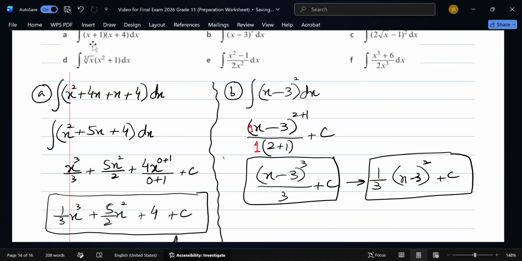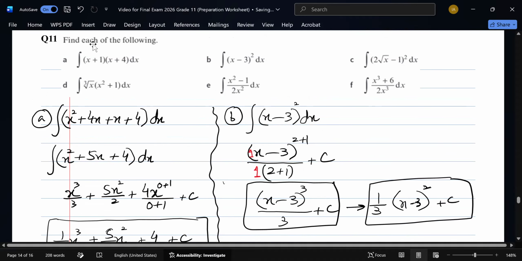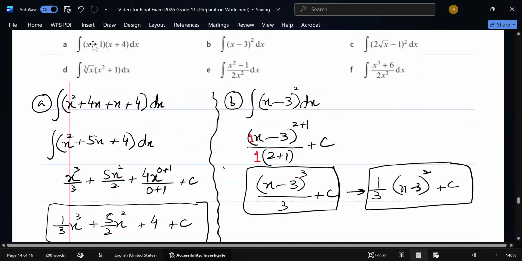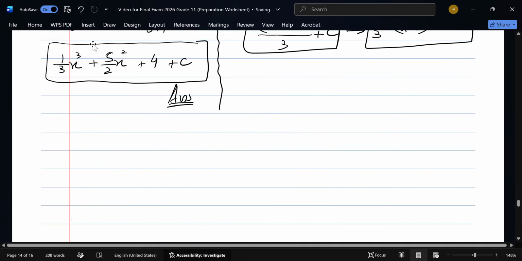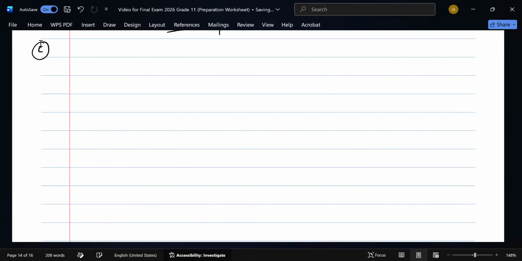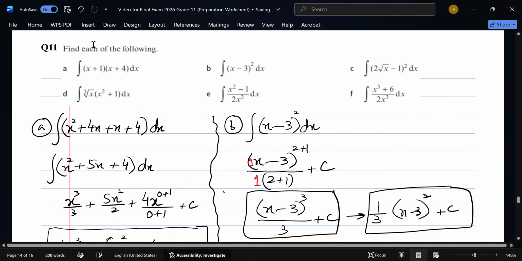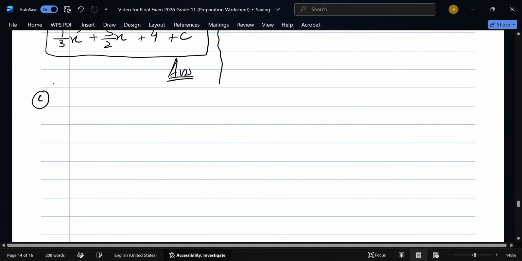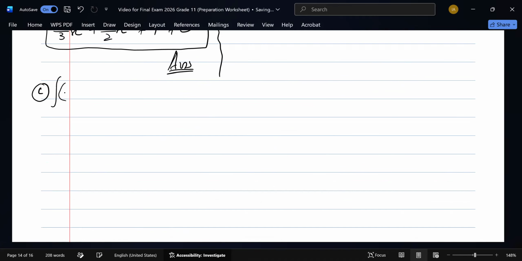Now we have to do the C, D, E, and F parts. Let's go for part C. Part C says 2 square root x minus 1 whole square. So in this case, we cannot use the bracket integration.